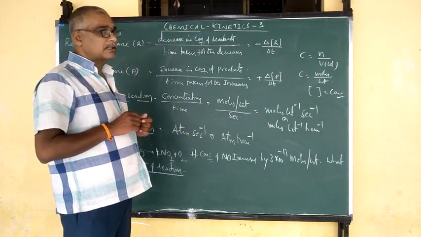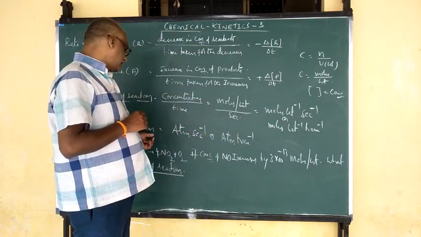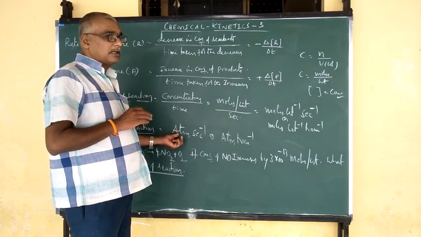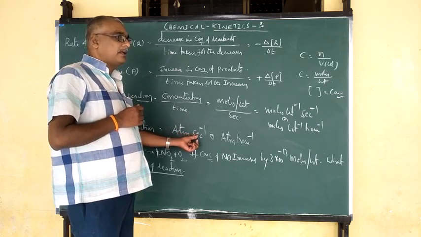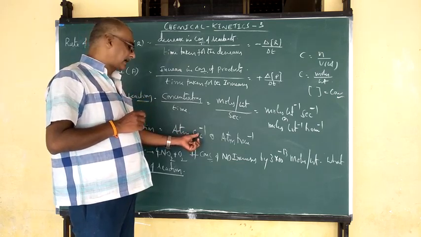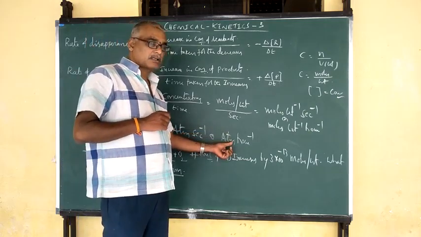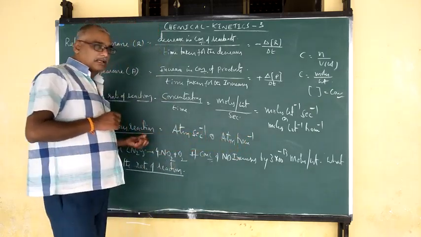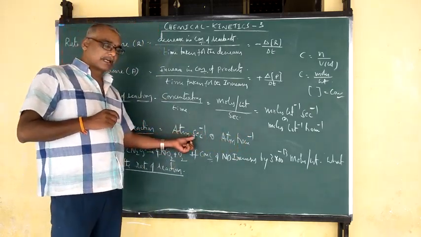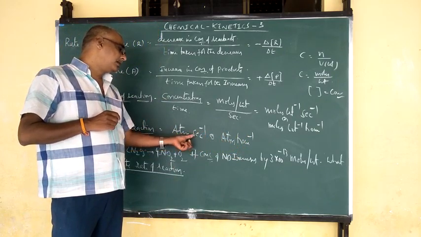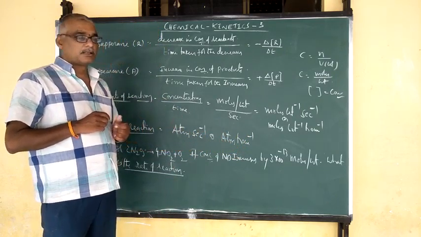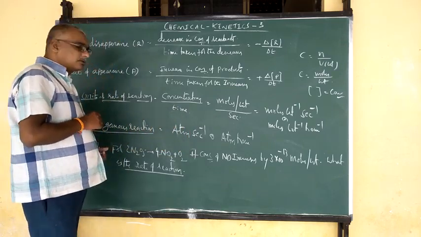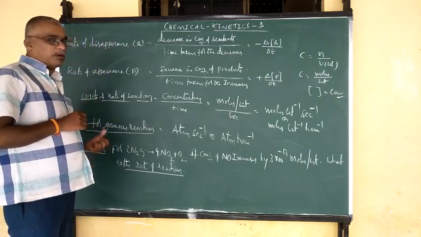Next, for gaseous reactions, the pressure is generally in atmospheres, ATM. Gases generally have pressure in atmospheres, and time is again taken in seconds, so second inverse, or hour inverse, or minute inverse. For gaseous reactions, the units are generally ATM second inverse, ATM hour inverse, ATM minute inverse. These are the units of rate of reactions. Okay. Next, we will take one problem.